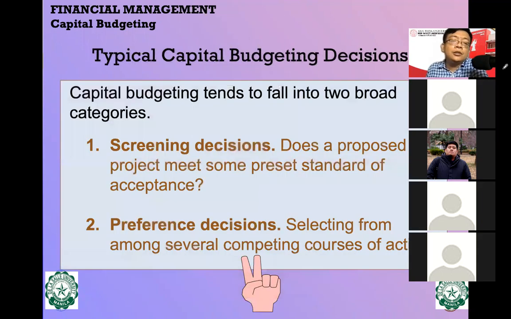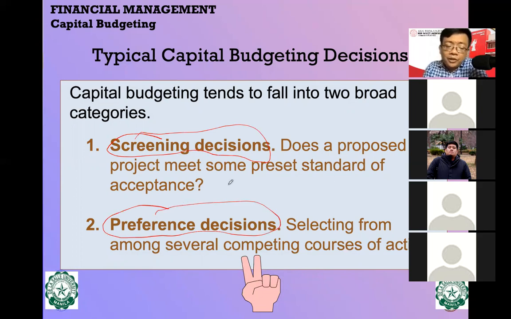All right. As discussed kanina ni April, capital budgeting is part of the screening tool. And also after that, you will choose. Ano ba yung gagawin natin? Project A ba or project B? You will select from the several competing courses of action. If it is project A or project B, we discussed that if you have a profitability index. Tama ba? Naalala po ba?